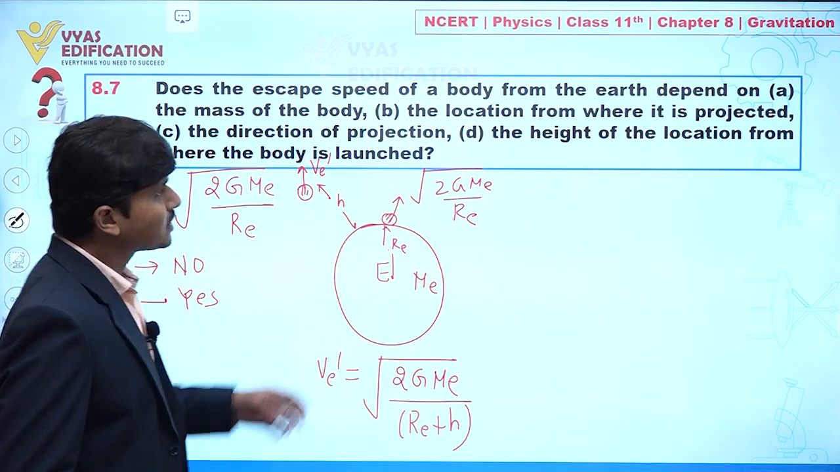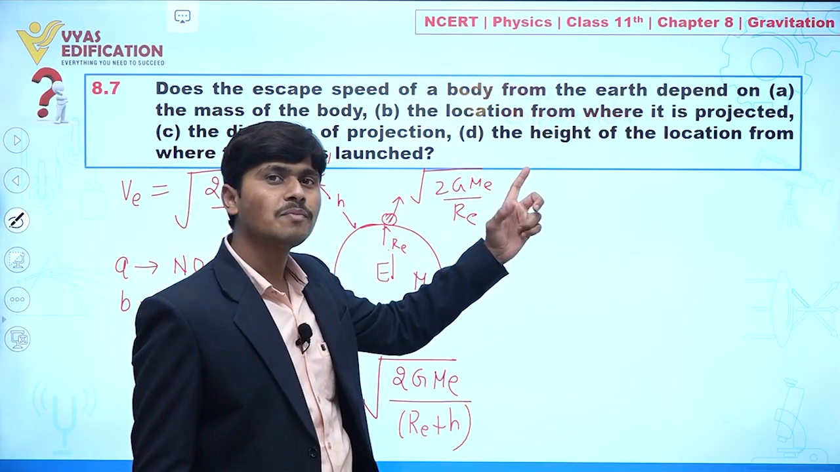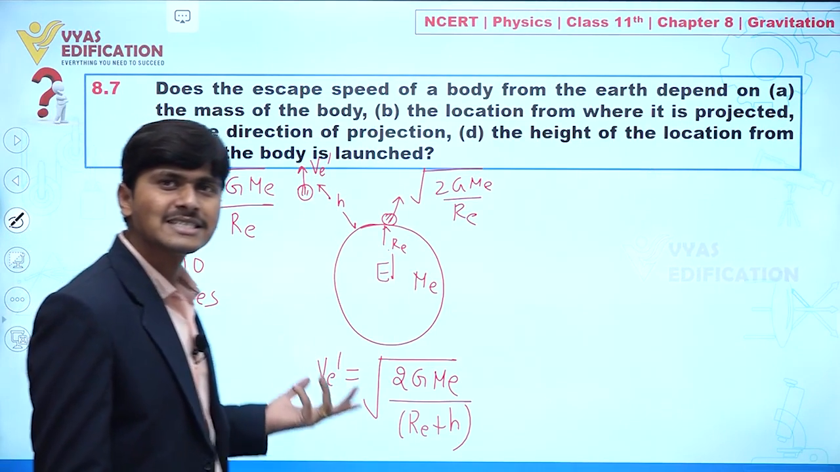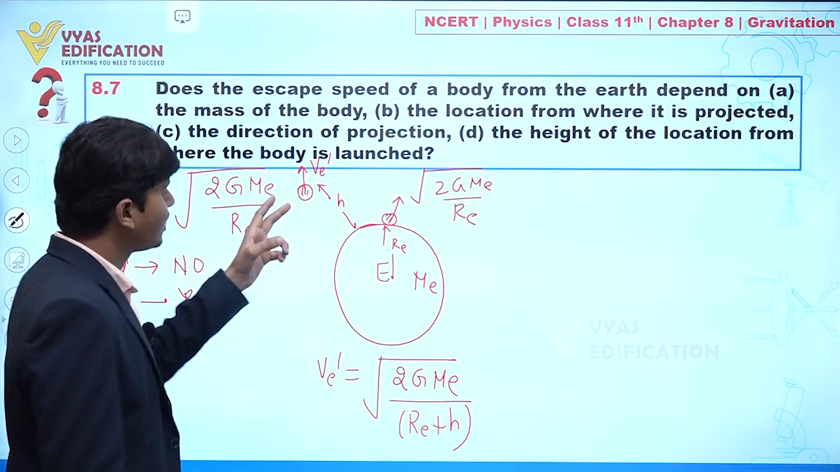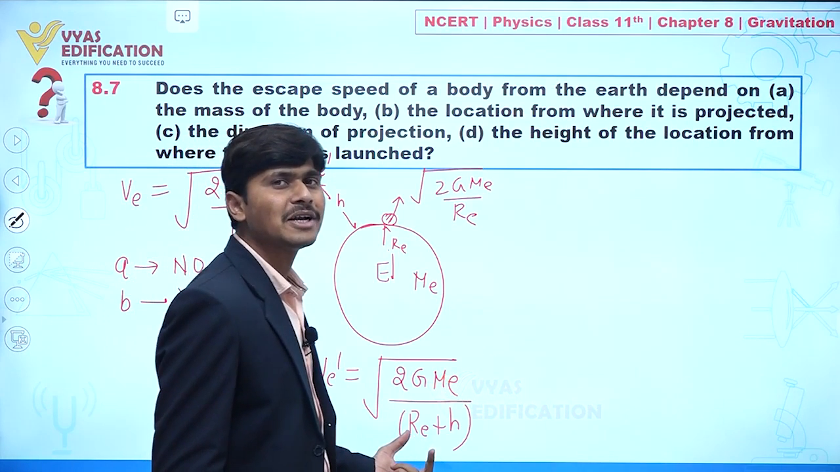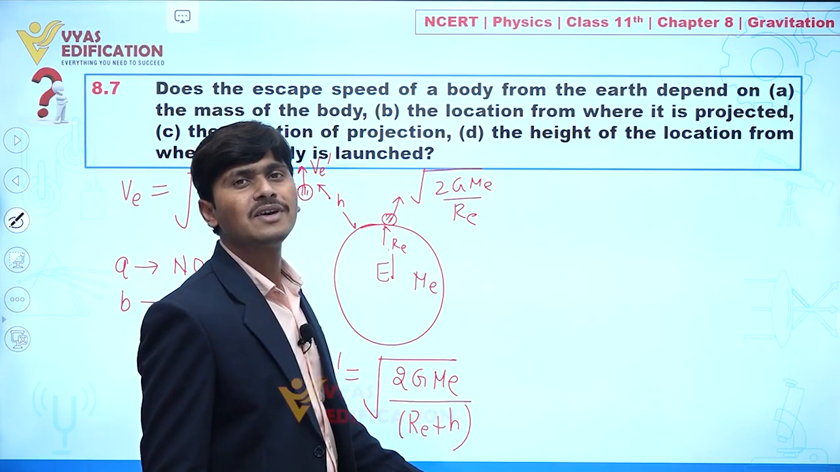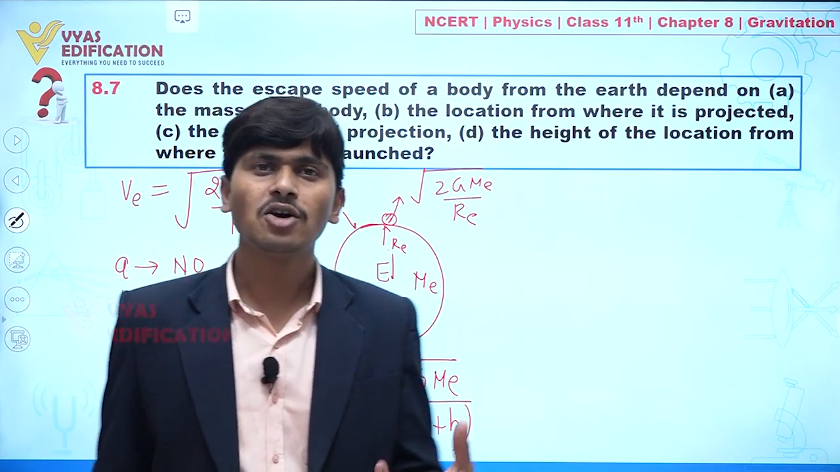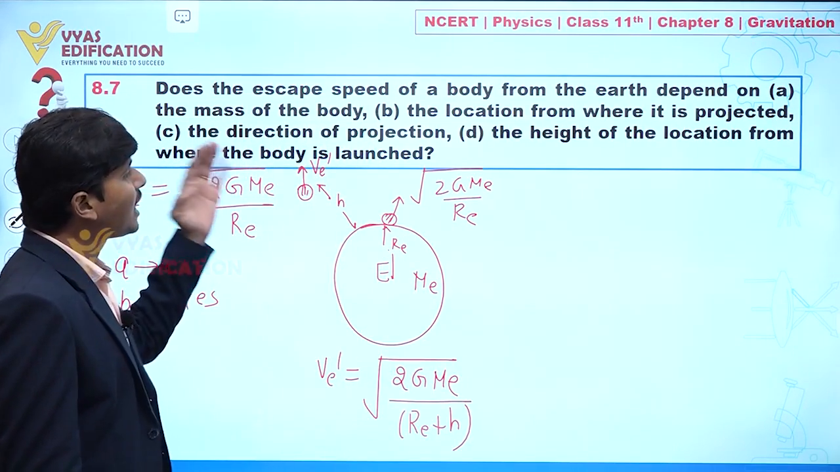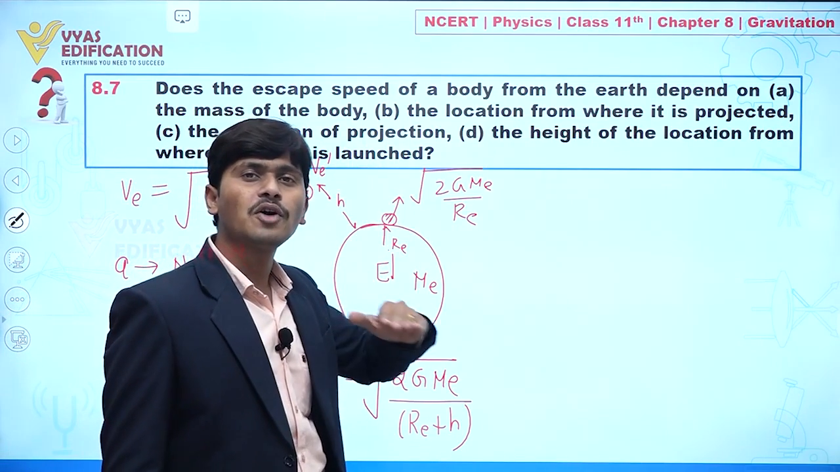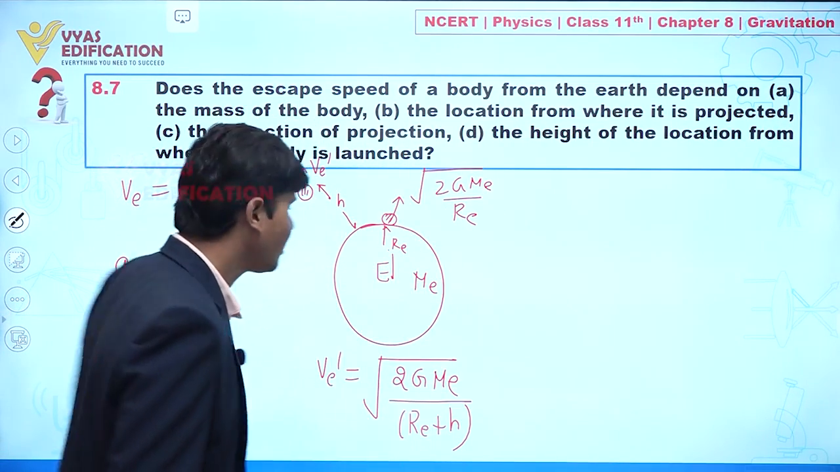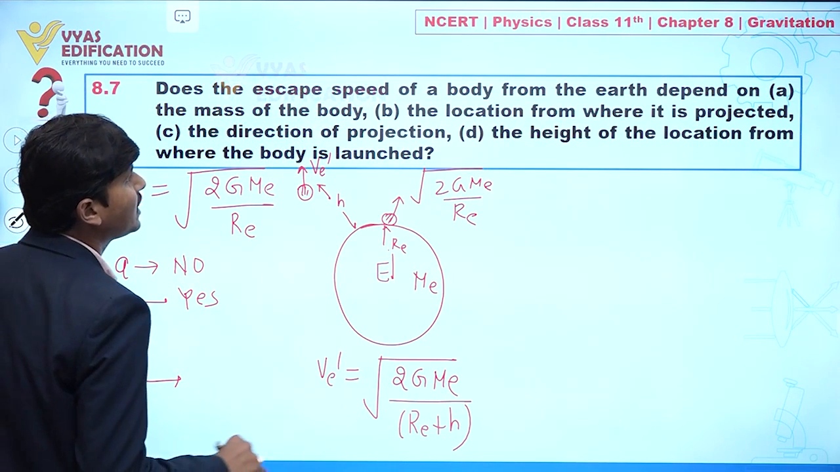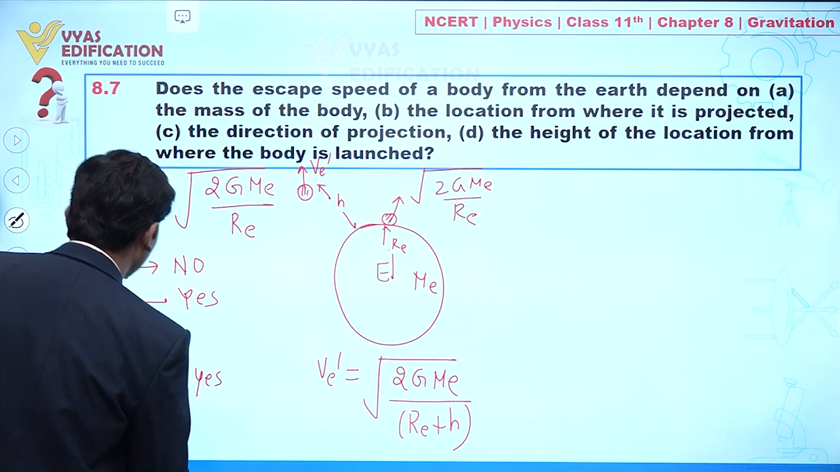So first here I am going to solve part D, the height of the location from where the body is launched. Yes, definitely, because the escape velocity actually depends on the height also. The more the height, the less escape speed we have to provide to that object or satellite so that it may get out of the gravitational field of Earth. So part D also depends on the height of location.